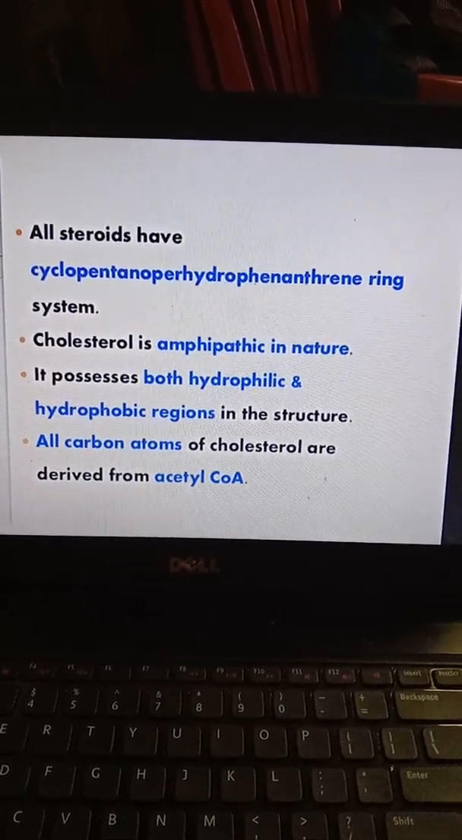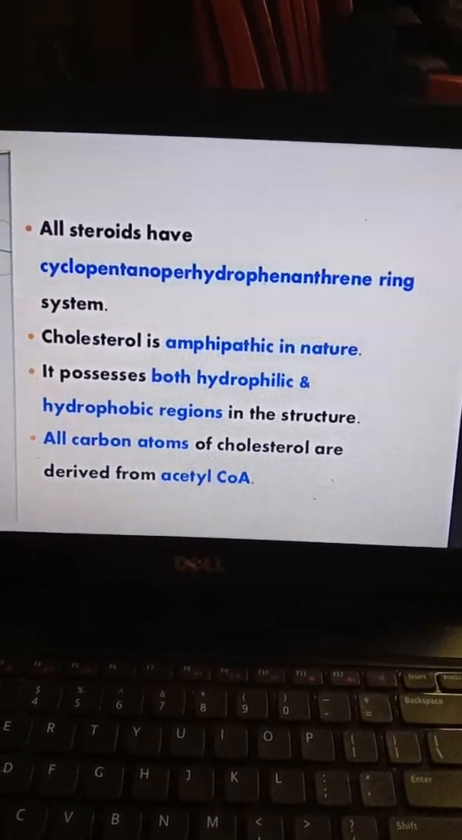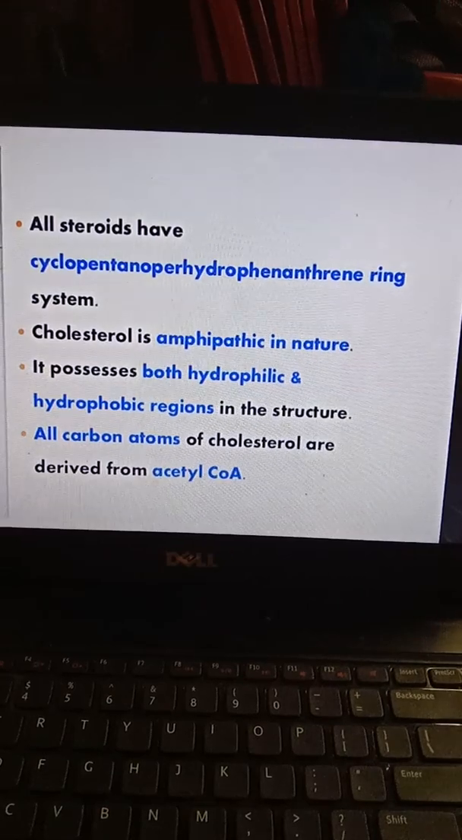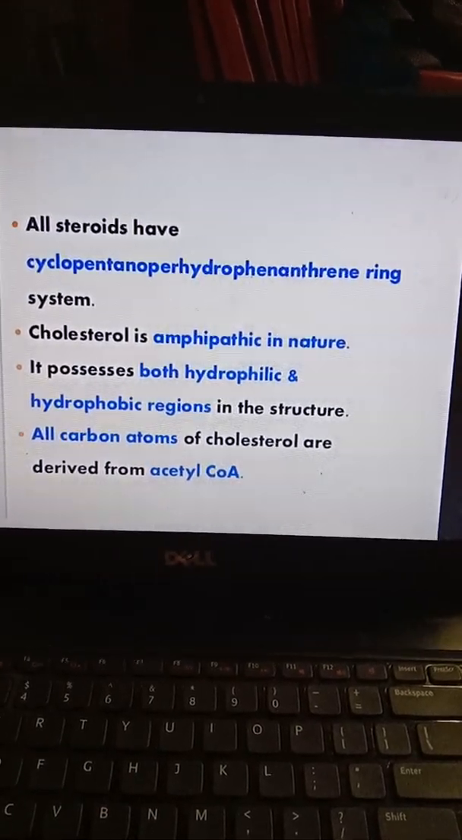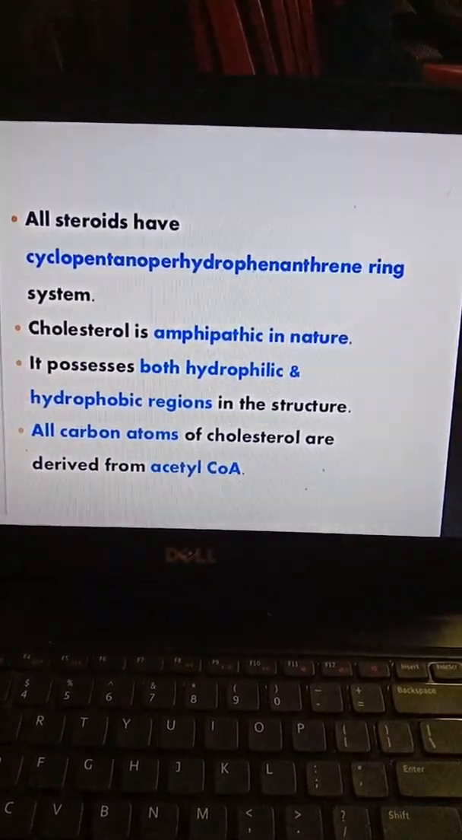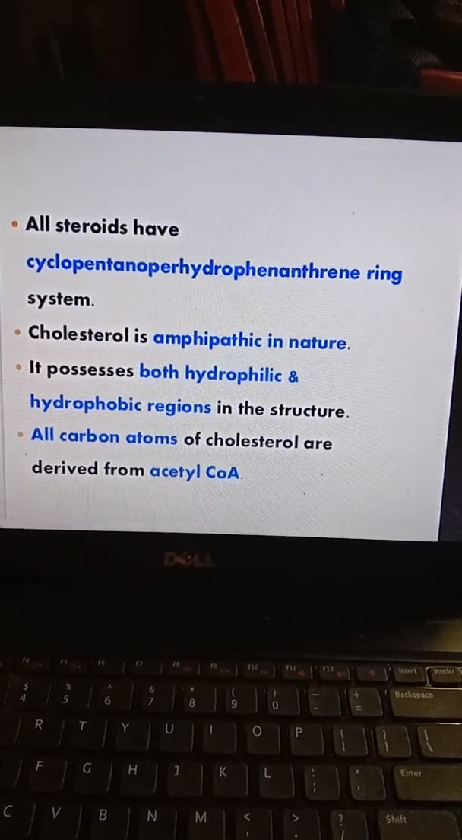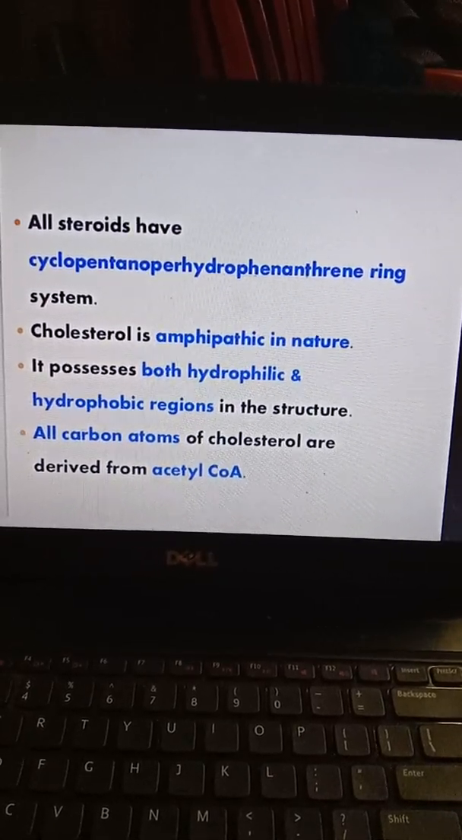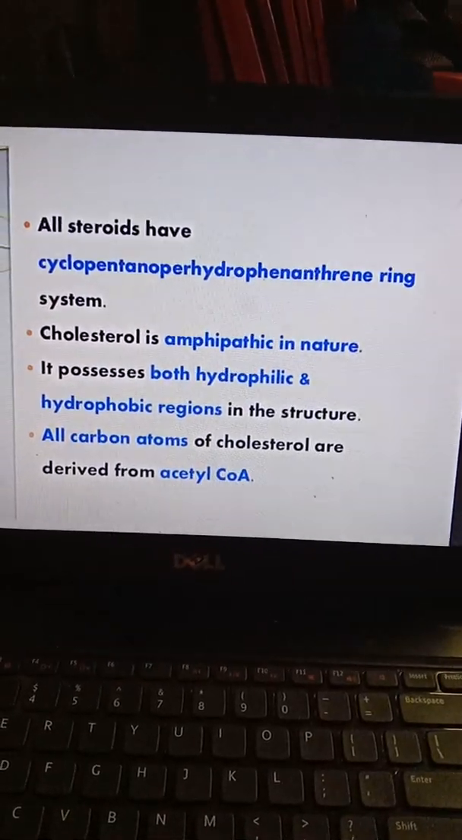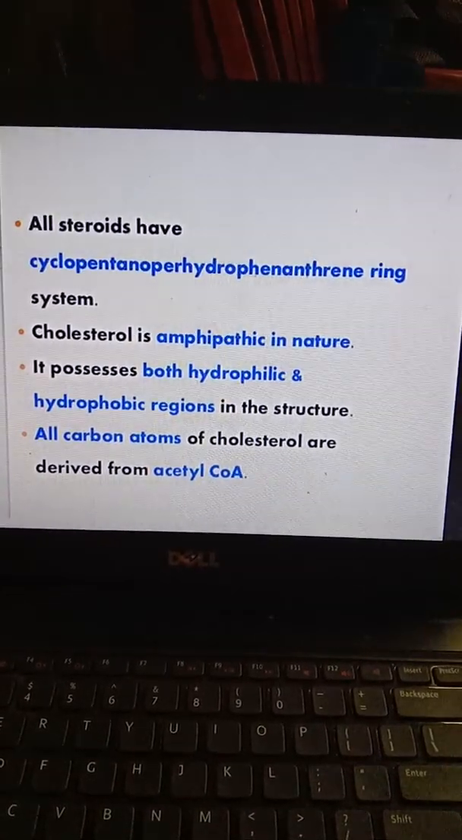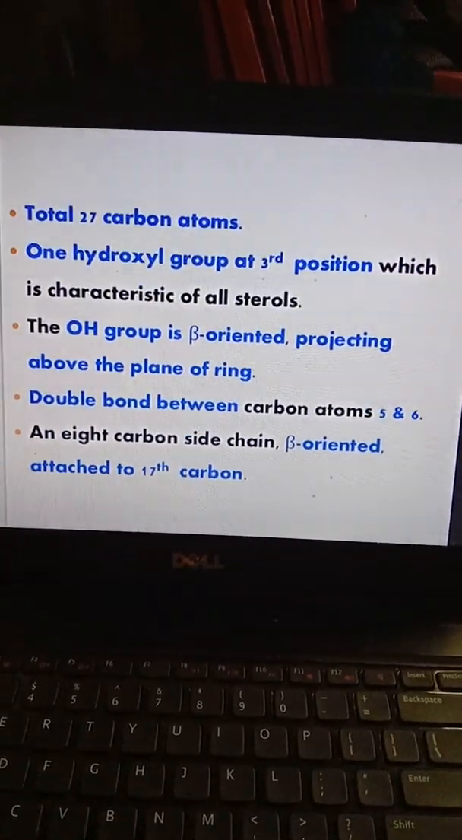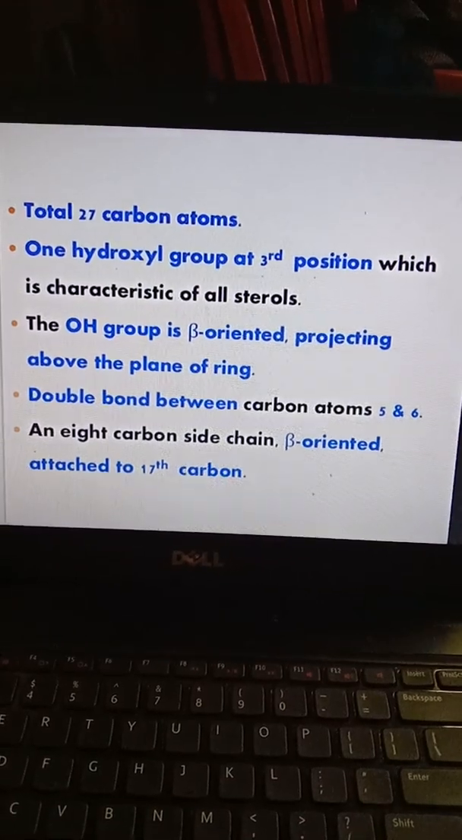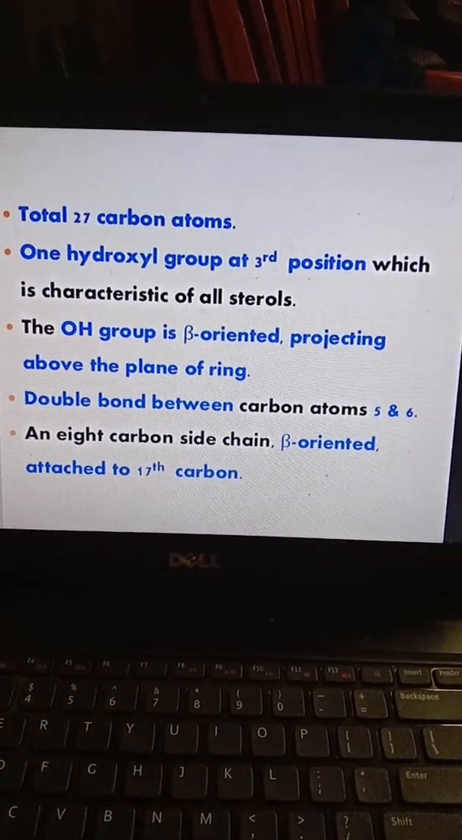Next. All steroids have a ring that is known as the cyclopentanoperhydrophenanthrene ring. And cholesterol is amphipathic in nature, having both hydrophilic and hydrophobic regions in its structure. All carbon atoms of cholesterol are derived from acetyl-CoA. Generally it features 27 carbon atoms.